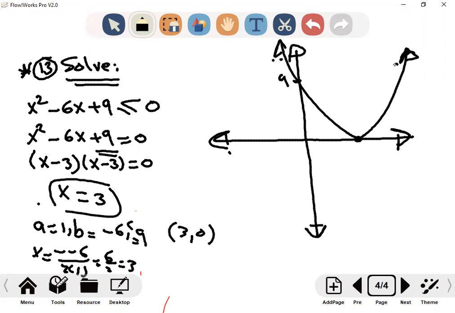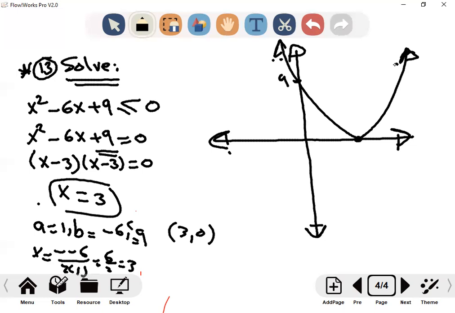Calm down. This question means when this is less than 0. When? From the graph. Do we have any part less than 0? Do we have any part under the x-axis? No, right?